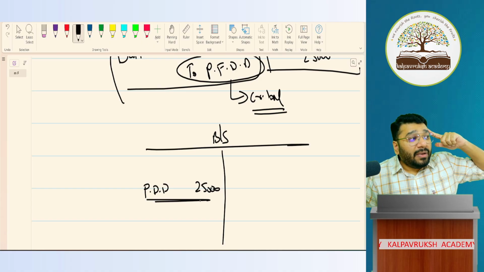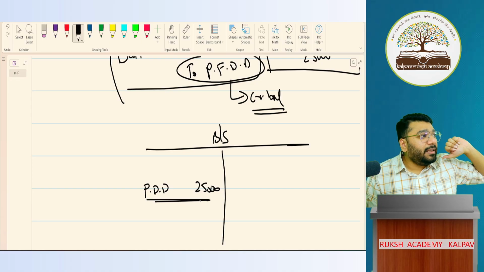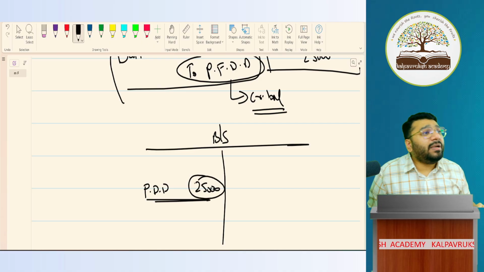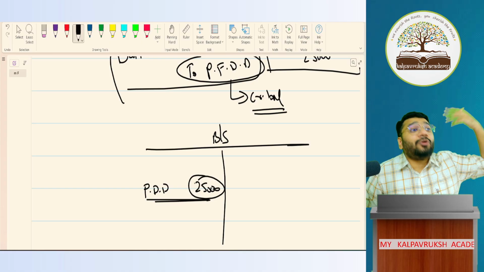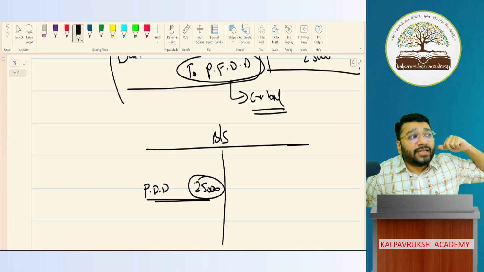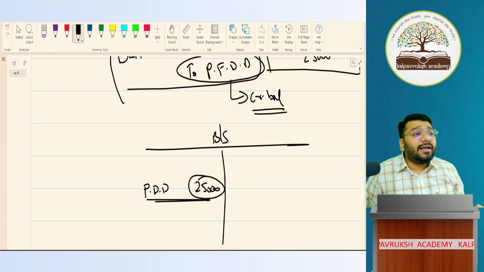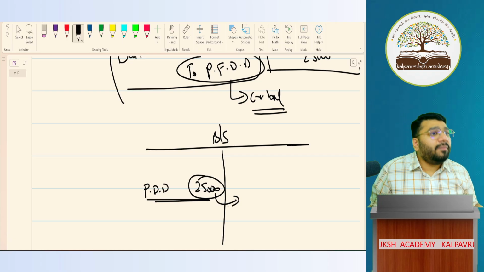Because normally people think liability as what? Anything that I have to pay in future is liability. So if I show this 25,000 on liability side, any person who's reading this will understand that, okay, this 25,000 we have to pay to somebody. Is this presentation right? No. So therefore, accounting standard said that we have to regroup this to the asset side.